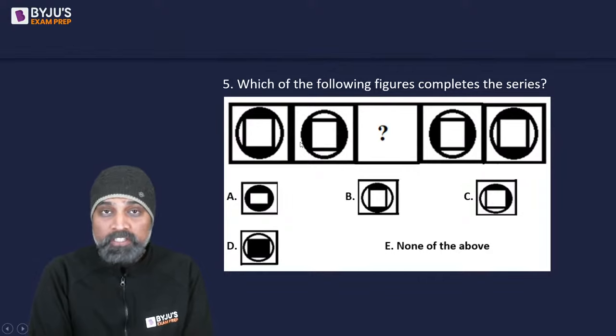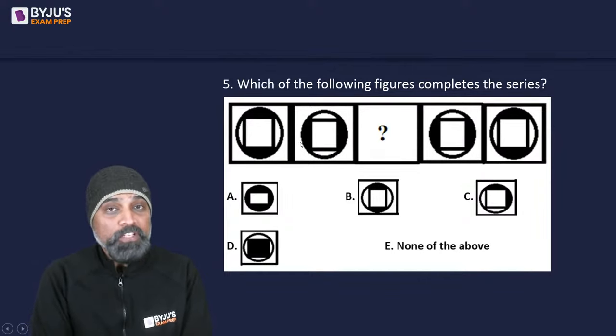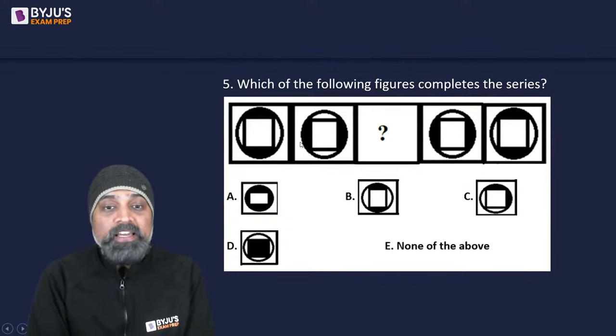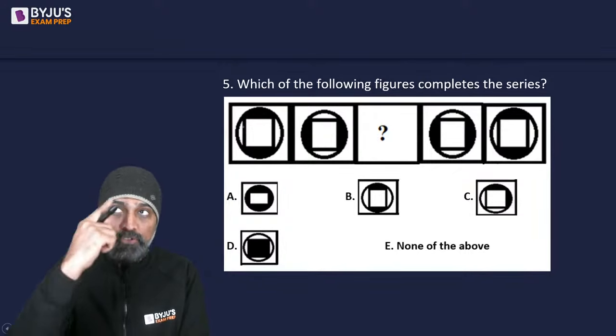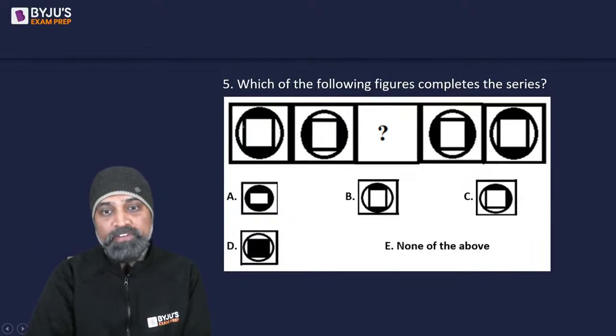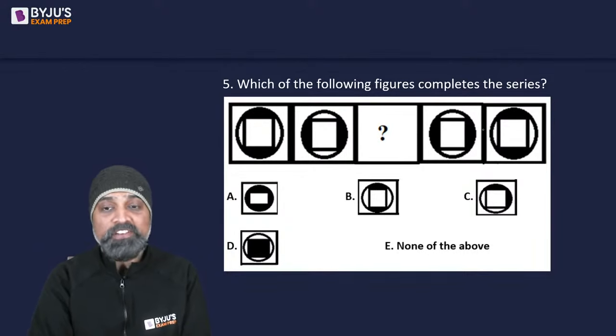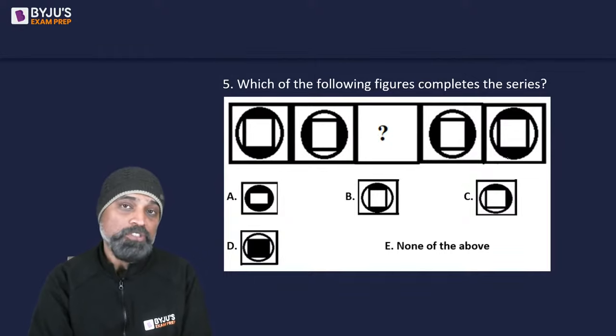We have four circles given to us. One of the middle figures is missing. We have a circle, then we have a square at the center where the north and the south are shaded. Then we have east and the west shaded. Then we have a missing figure. Then again we have east and west and north and south shaded.